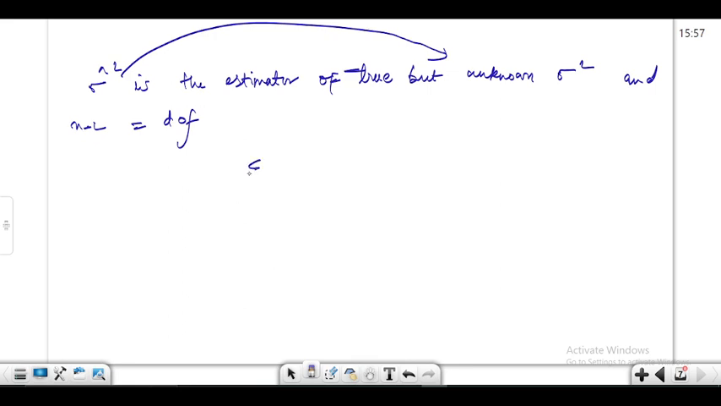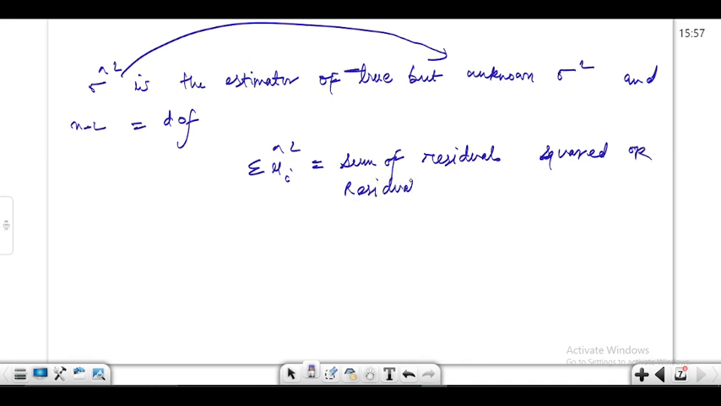Summation ui hat square can also be called your sum of residuals squared. So ui hat is the residual, and when I square it and sum it, it is called the sum of residuals squared, or residual sum of squares. This term will be used in the upcoming video.